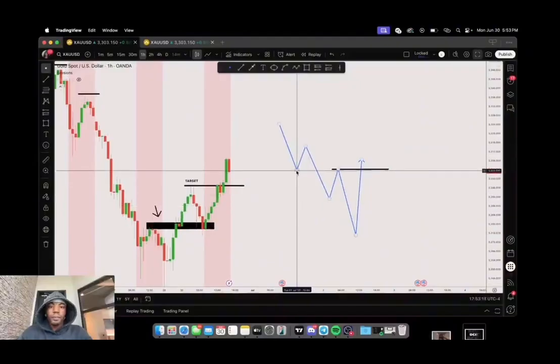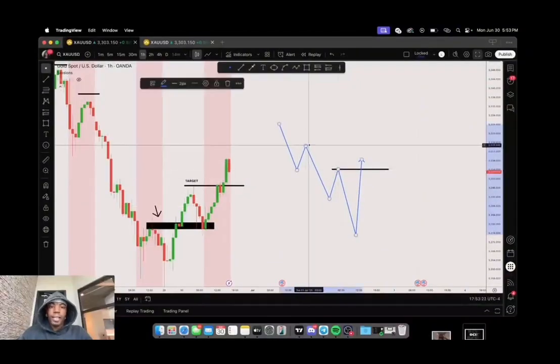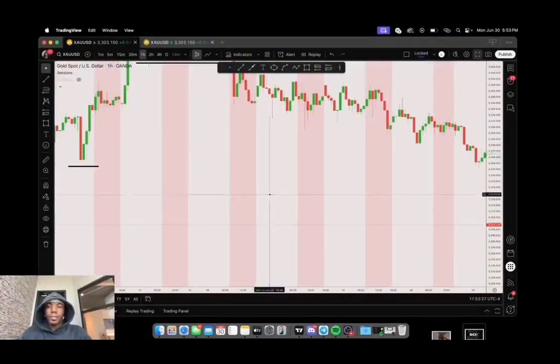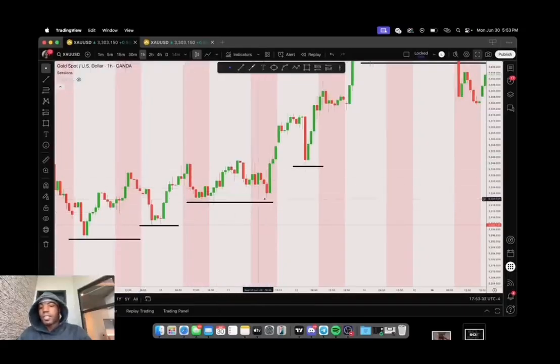Even right here, even though these are giving us new lows, price respects the fact that it has that lower high. Even with anything over here, if price is bullish, just because it sells doesn't mean it's not going to respect the support levels that it has.